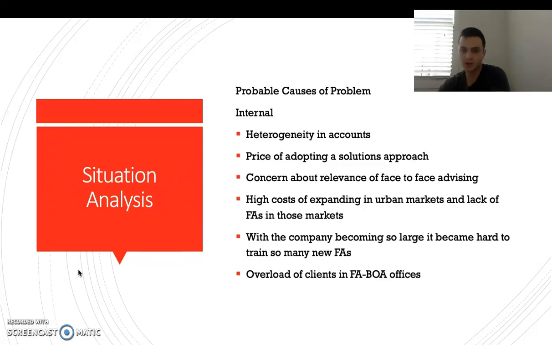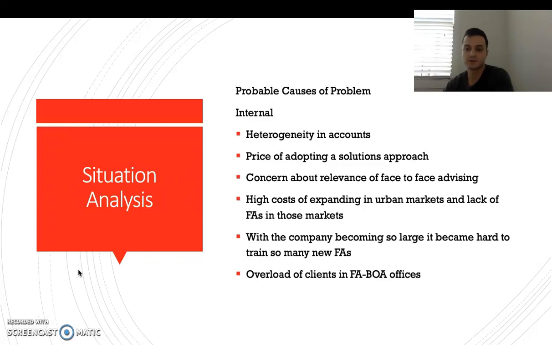Another thing is the concern about the relevance of face-to-face advising. It's been surveyed recently that for the newer generations, face-to-face advising isn't as important as it was for older generations, who really want to talk to their financial advisor and build a relationship with them and trust them. Nowadays, people don't seem to care about that as much. It's more about the ease, more about using technology to get into it.